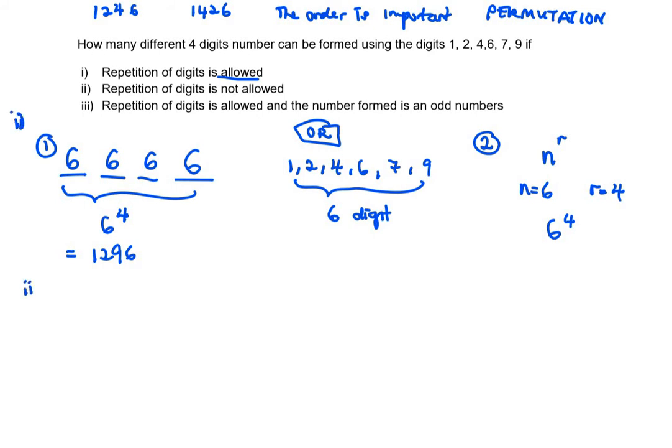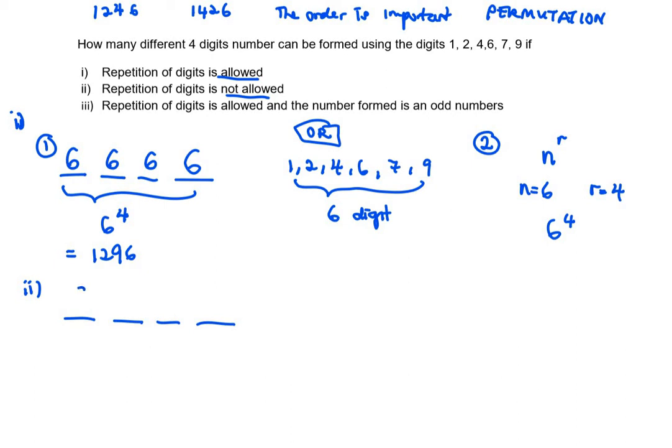Okay, for number 2, the repetition of the digit is not allowed. So it means that, let's say you have selected 1 to be in the first place, you cannot select 1 anymore to be in the second place, right? So we have 4 places of digit. The selection is still 1, 2, 4, 6, 7, 9, so we have 6 digits.